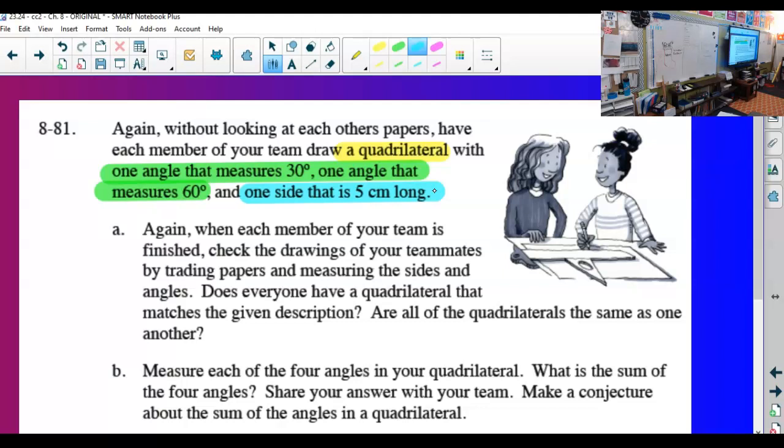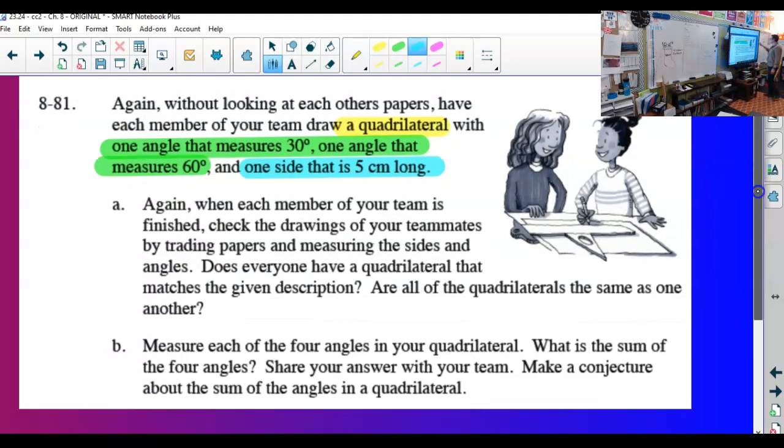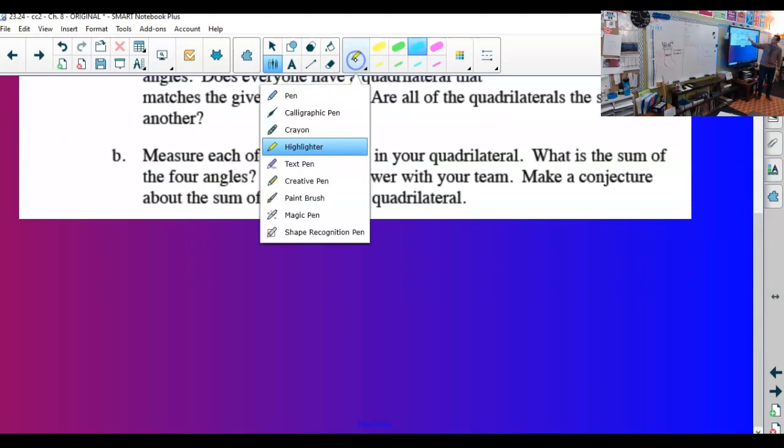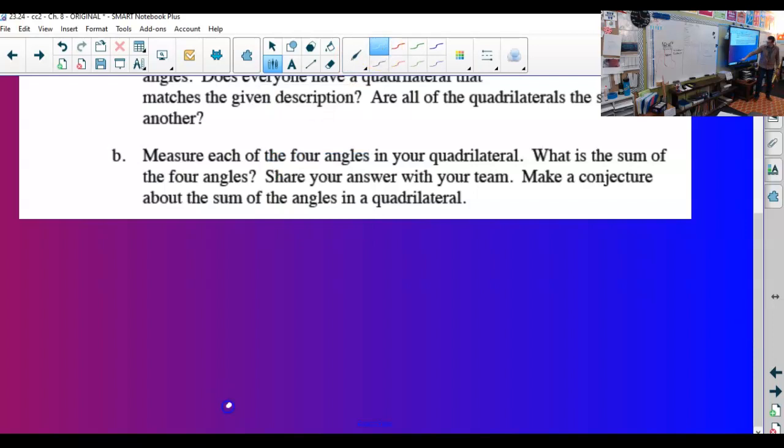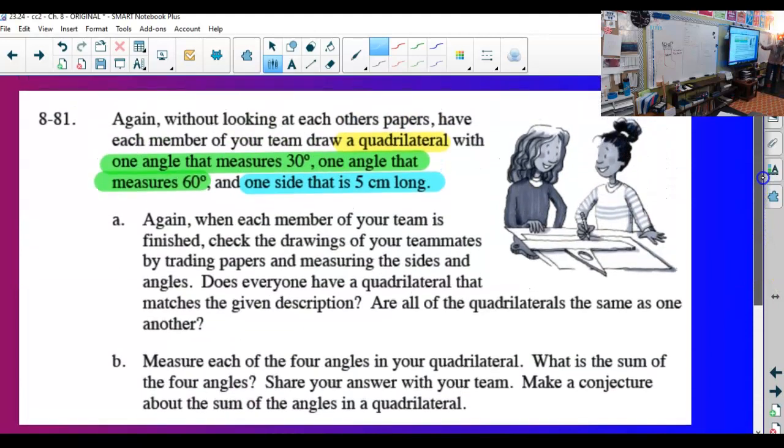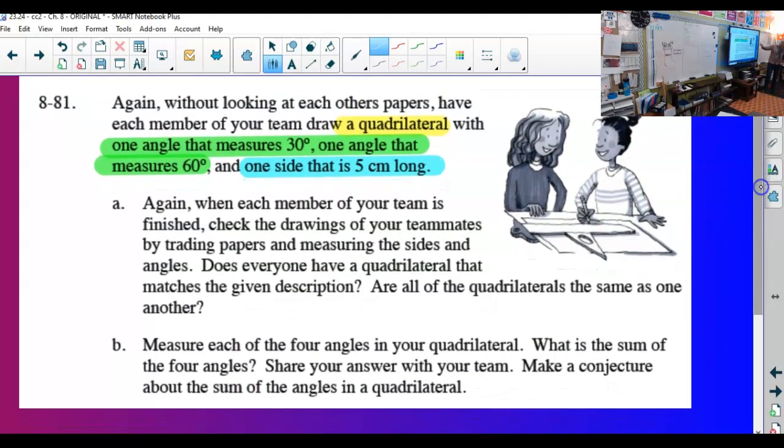Wait, can we draw an angle without a side? No, I would probably start with your 5 whatever side, because I'm just gonna make my life easy. Make that the bottom. I cannot see nothing. So we need a side with 5, and then a 30 degree and a 60 degree. I guess I'll go do this on my graph paper.